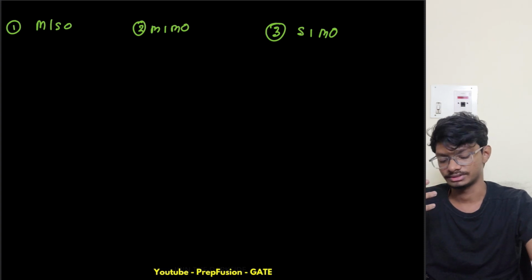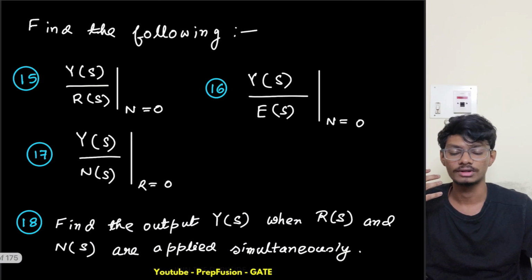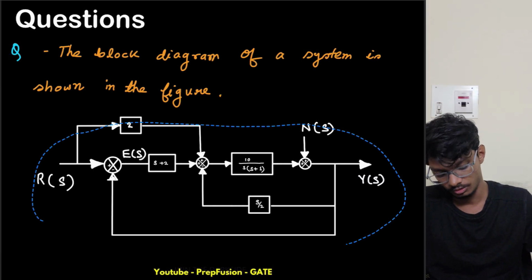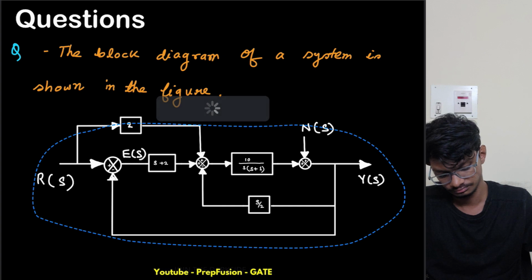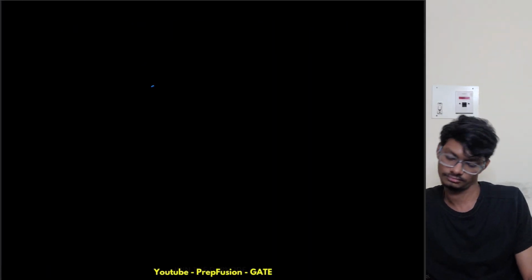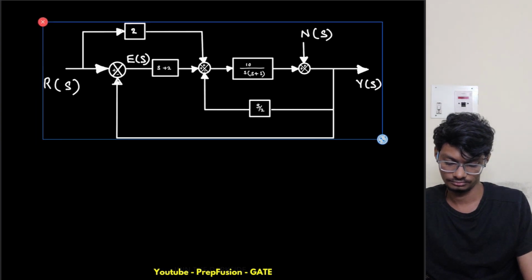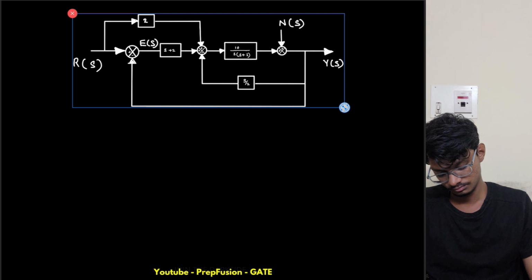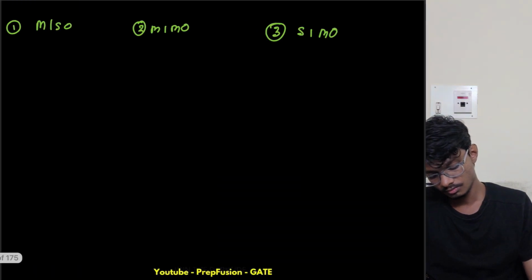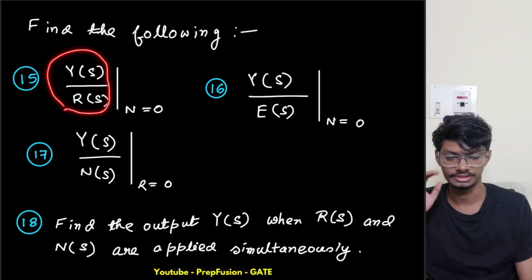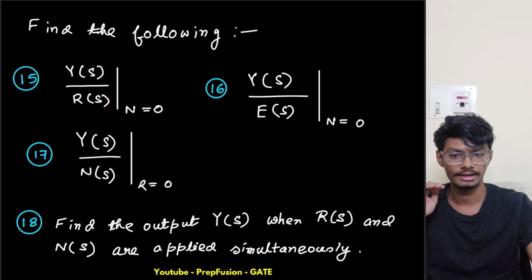So this was just for the example. Now let's solve the question, right? So let me copy the block diagram. Now what is the first question? The first question is a simple normal question, that is, find Y upon R when N is 0.